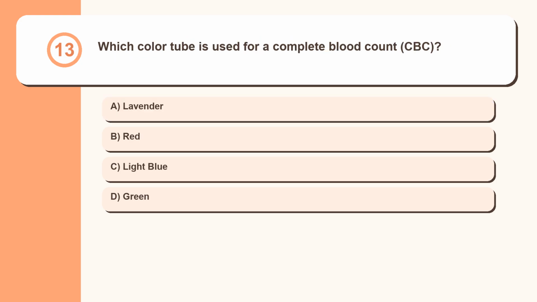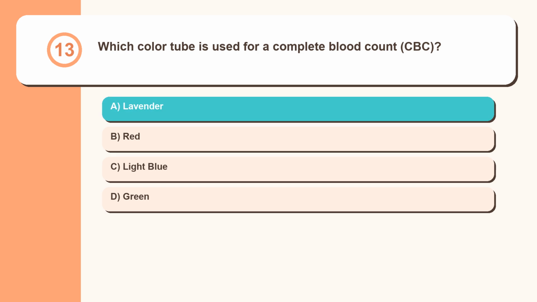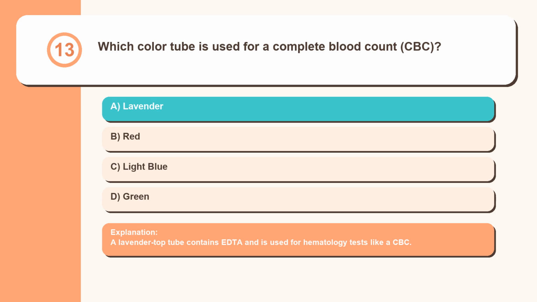Question 13. Which color tube is used for a complete blood count, CBC? Lavender, red, light blue, green. A lavender top tube contains EDTA and is used for hematology tests like a CBC.